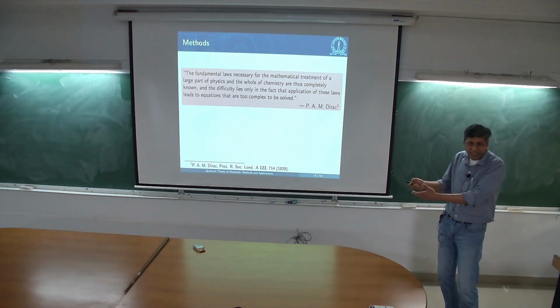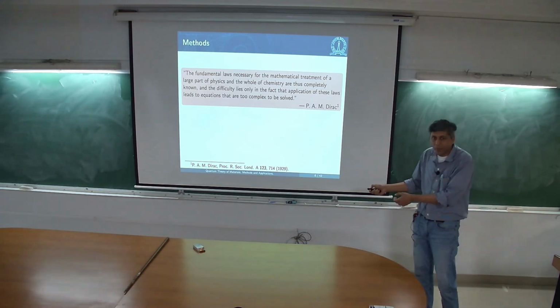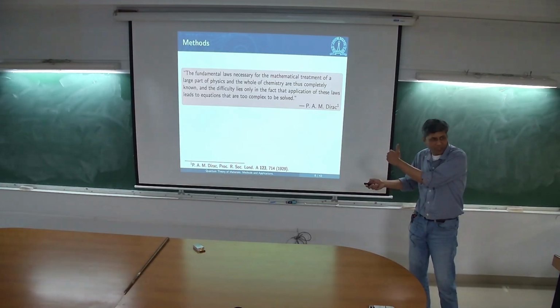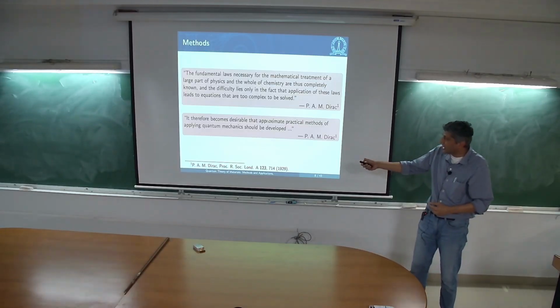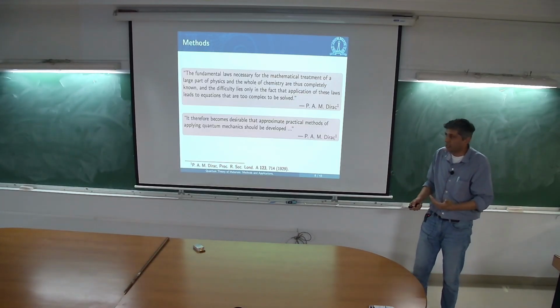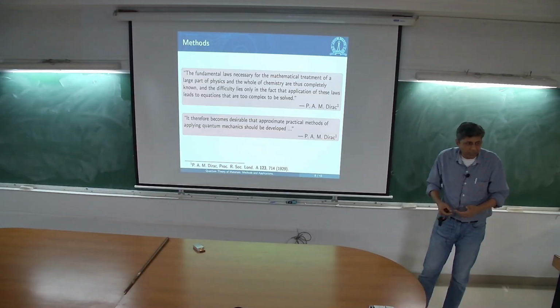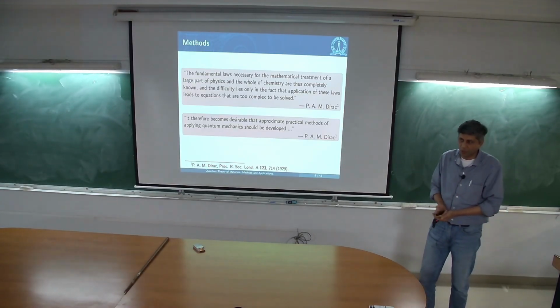So people often say this and say that this is very complicated, but actually even in 1929, in the next paragraph, this was the ending of the previous paragraph, in the next paragraph he says, it therefore becomes desirable that approximate practical methods of applying quantum mechanics should be developed, right? And so that's what we're going to talk about, and this is what we call these ab initio methods.